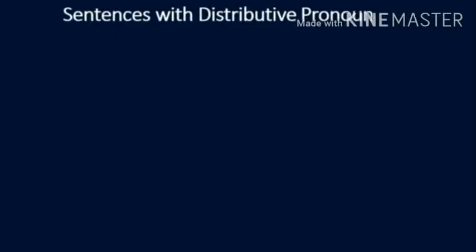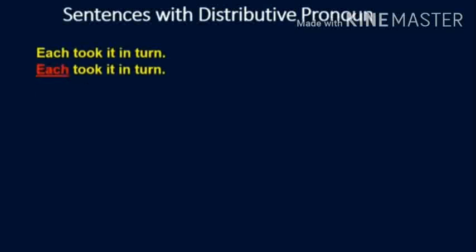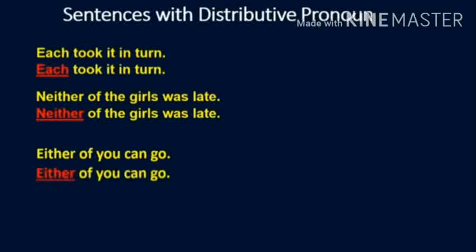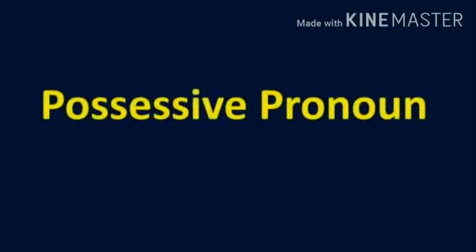Now let's see some sentences with distributive pronouns. Each took it in turn. Each is a distributive pronoun. Neither of the girls was late. See, neither is a distributive pronoun. Because of that, was is there. Though girls is plural, because I used neither as the subject in the beginning, I used a singular verb, that is was. Either of you can go. So either is a distributive pronoun.